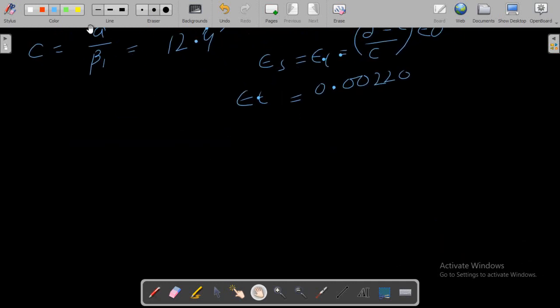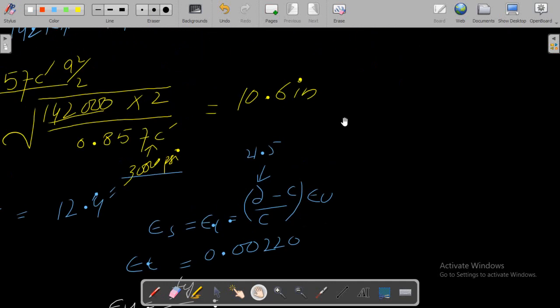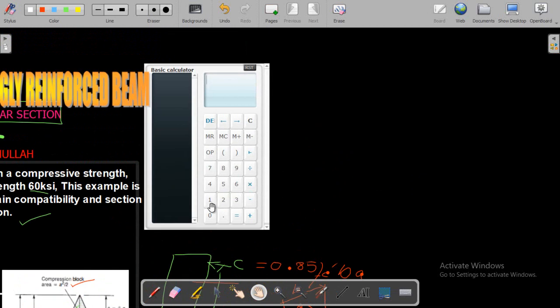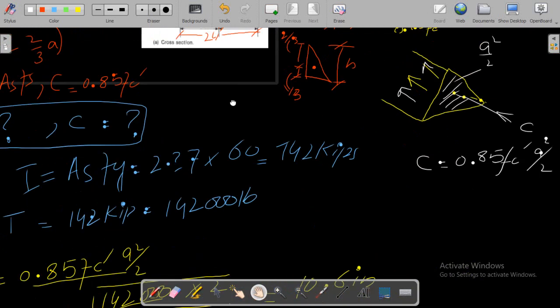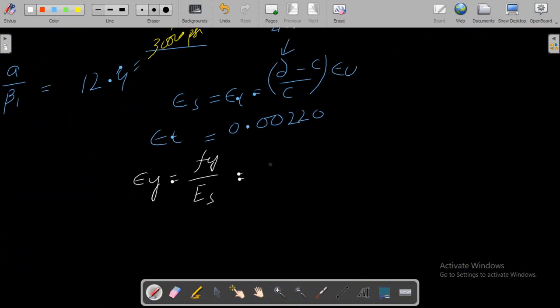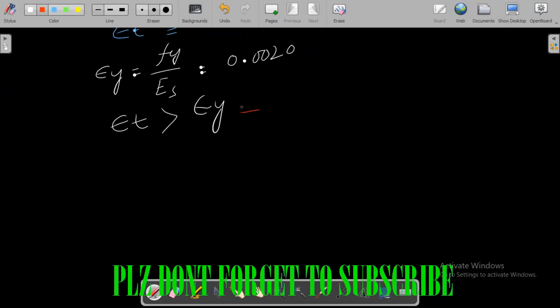Now I have to find the value of epsilon y, which I have to compare with this value. My epsilon y value will be fy divided by Es, that is the modulus of elasticity. So 60 divided by 29,000. Let me calculate this value using the calculator: 60 divided by 29,000. We see the value is 0.0020. Now we compare this value with the strain value. As we see clearly, epsilon t is more than epsilon y. This means the assumption is right.